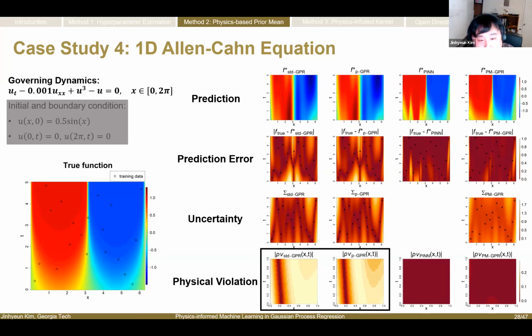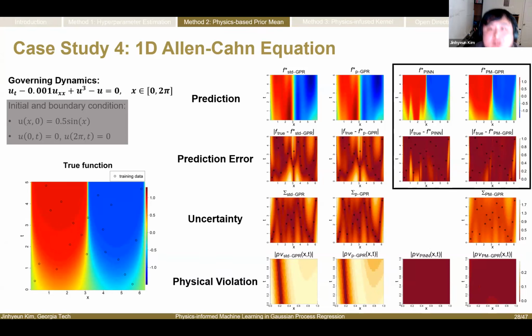First, when you look at this black box, penalization can reduce the violation of the physics when x and t are high, the upper right corner, right? But it is not enough to correct the prediction performance because hyperparameter estimation actually works under the choice of kernel. It has a limitation. When you look at the PINN and PMGPR, it was interesting to see that in this region, by iterating between the GPR and the PINN through the priming function, the prediction error can be improved.